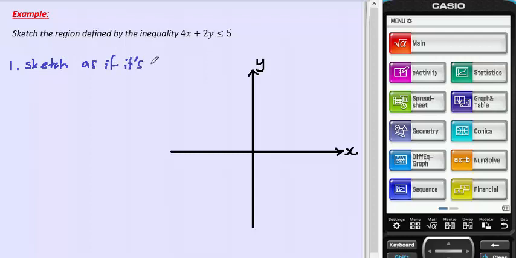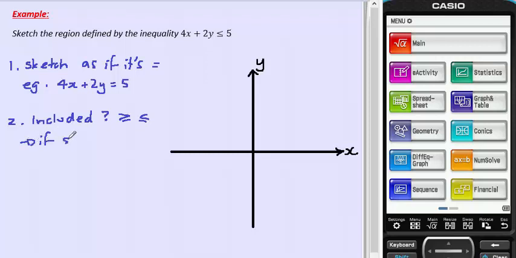as if it's an equals. So for this one, 4x plus 2y equals 5. Then the second one, we have to check to see whether it's included. By that I mean it's less than or equal to or greater than or equal to. And if it is, then I have a solid line. If it's not, then I'll show a dotted line.